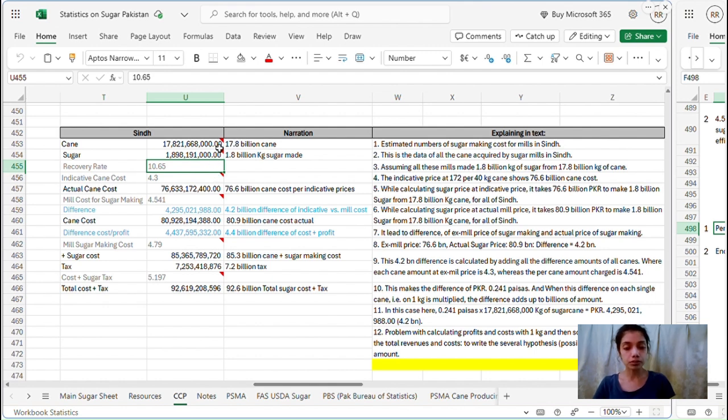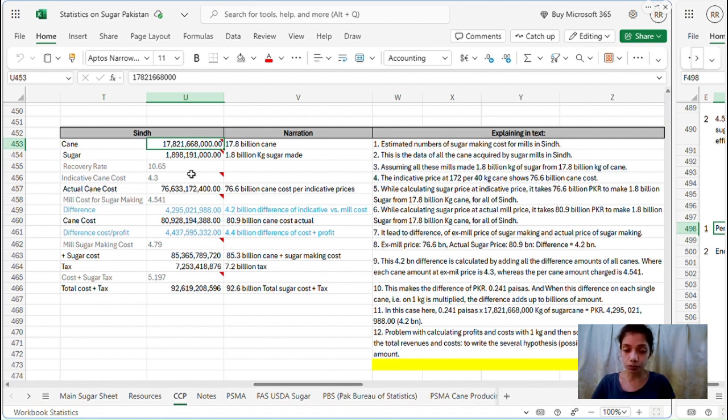the mills. So let's assume this is the cane data of all the sugarcane produced in the mills of Sindh. Every mill of Sindh, this is the total number, and the per average mill number is 589,000 metric tons. In kgs it's going to be 589 million, because you multiply 589,000 by 1000 kgs to convert that into kgs. So that's 589 million per mill on average.